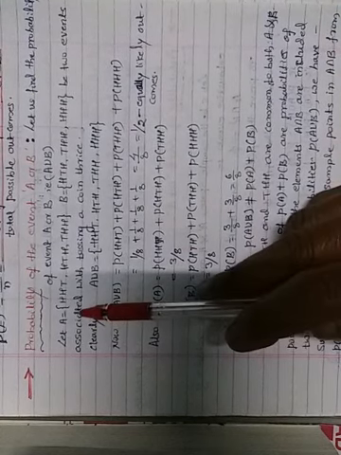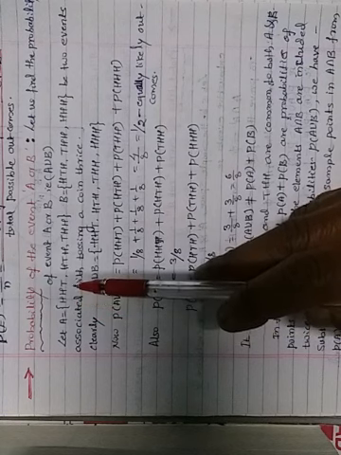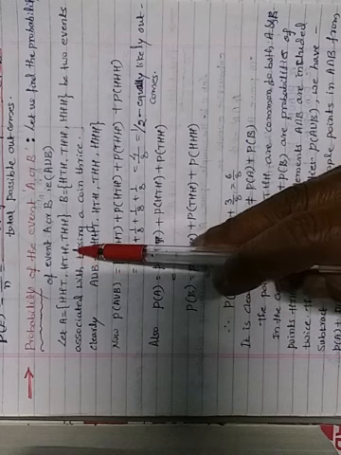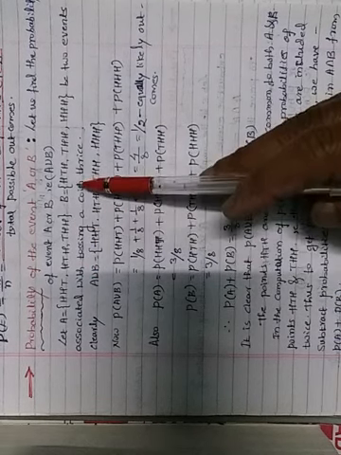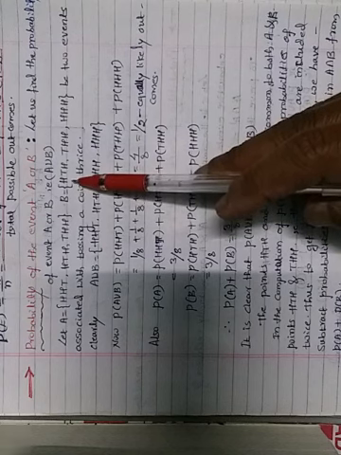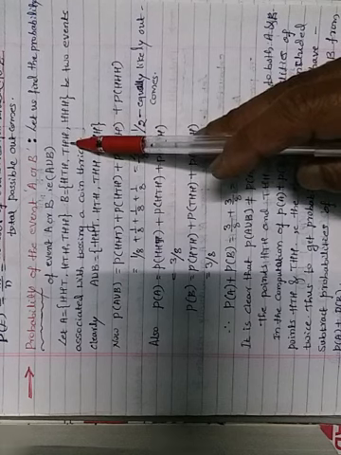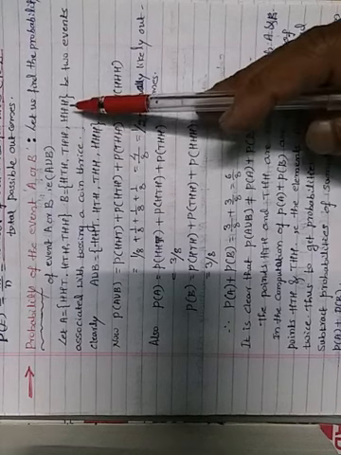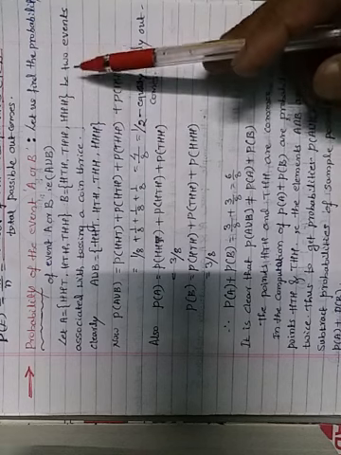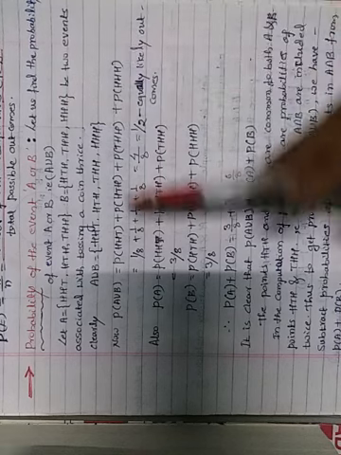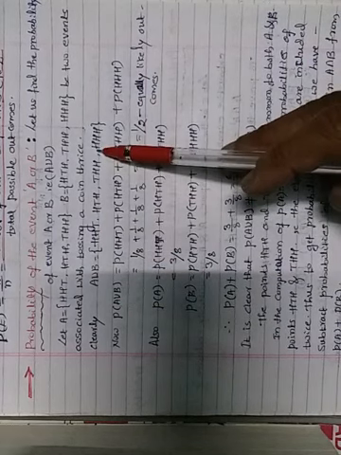Let A equal HHT, HTH, THH, and the set B equal HTH, THH, HHH, be the two events associated with tossing a coin thrice.